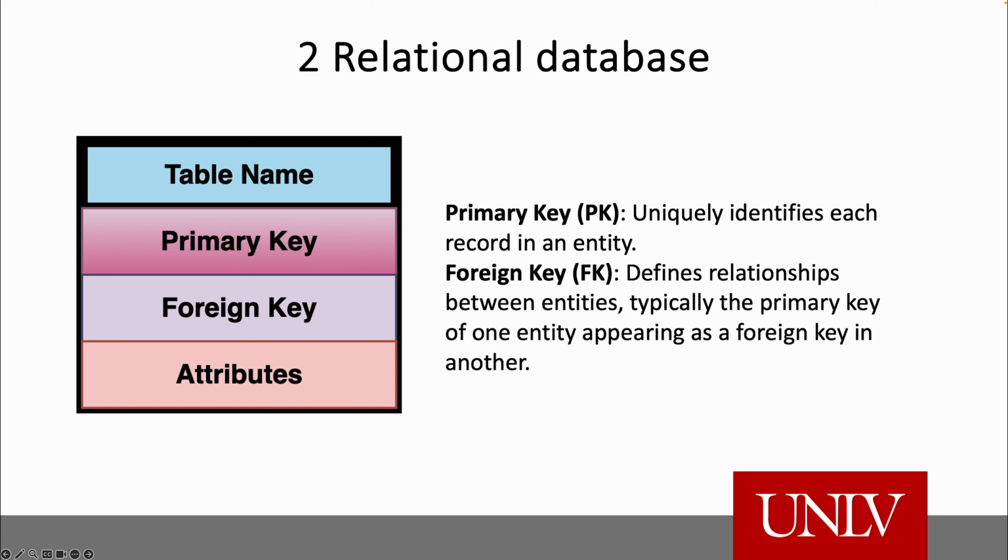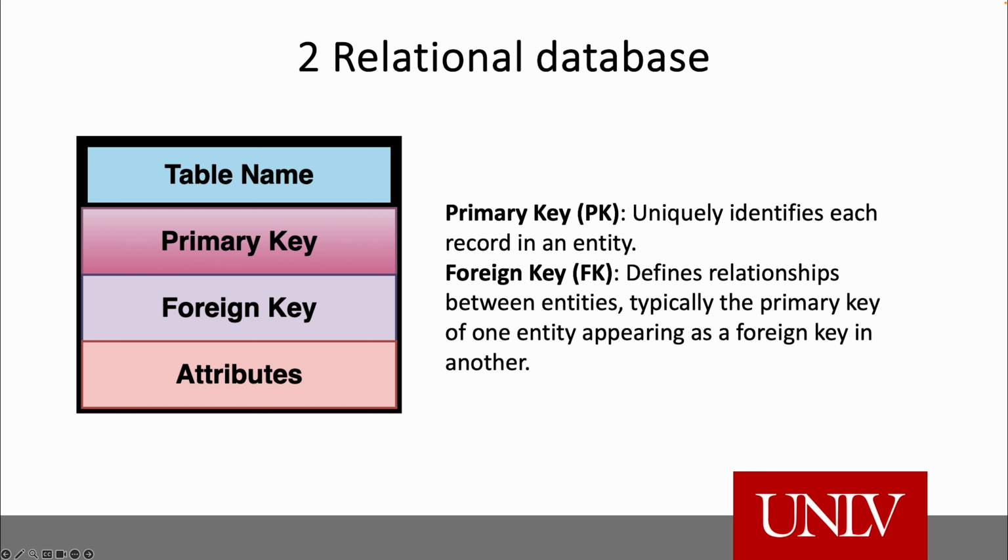Color codes or label legends help distinguish these components. For instance, table names may appear in blue headers, primary key in red, foreign key in purple, and regular attributes in pink. A key is a column or set of columns used to identify, access, and enforce relationships between records in one or more tables. Keys are essential for maintaining data integrity, uniqueness, and consistency within and across tables.